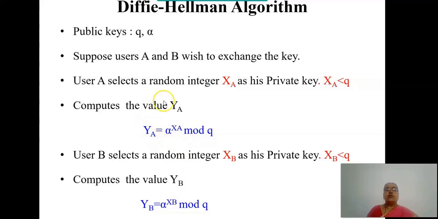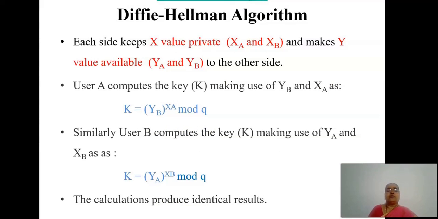Okay. Now, they are going to share the values they arrive at. So, user A will share the value ya to B, and user B shares yb to A. Using the value they received from the other one, each one calculates the secret key k. So user A computes the secret key k by making use of the value yb sent by user B, and his own private key xa, as k is equal to yb to the power xa mod q.